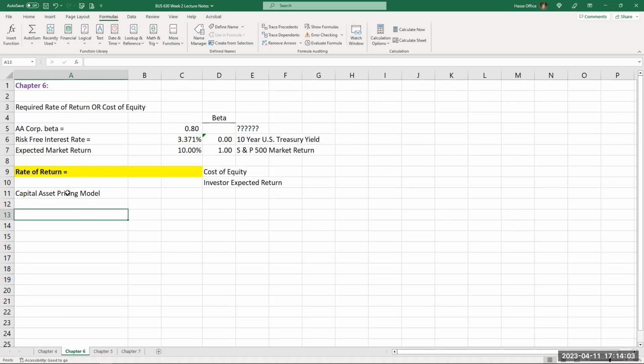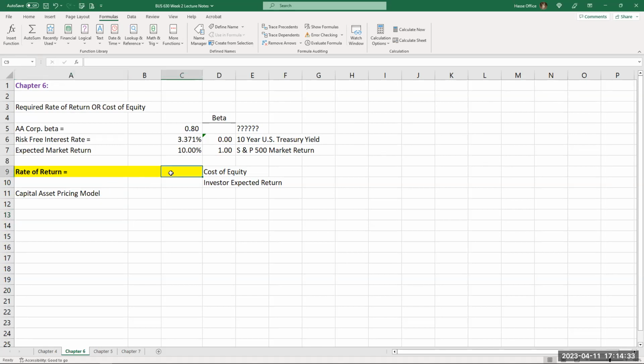Well, again, if we do that for this particular instance, and this is a little bit more real world data, the risk-free rate is 3.371%. That's with a beta of 0. The expected market return as of today is 10%, where that's an average beta of 1.0. And the company we're looking at here, the AA Corporation, has a beta of pretty good, 0.80, better than the market return.